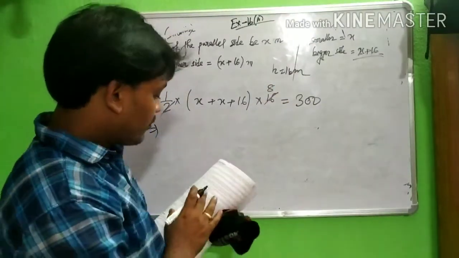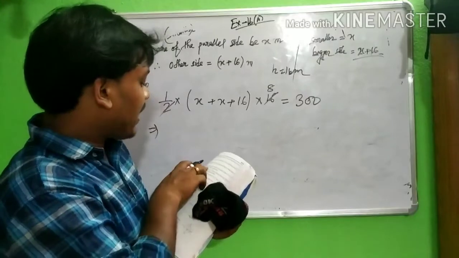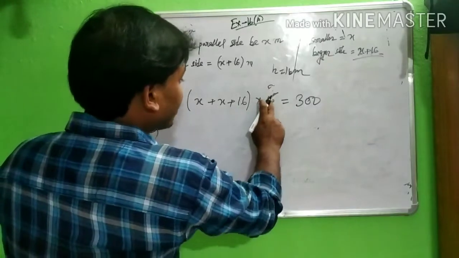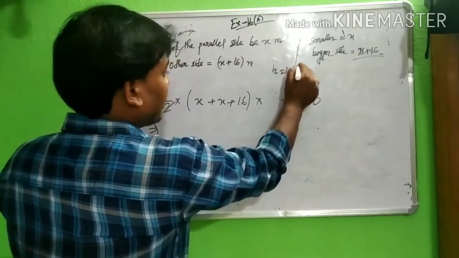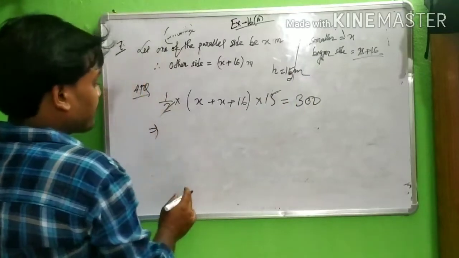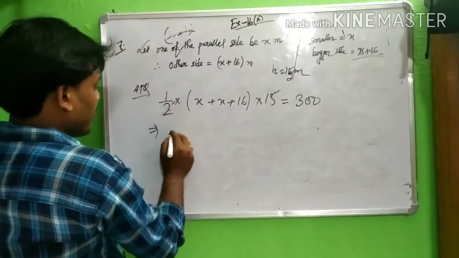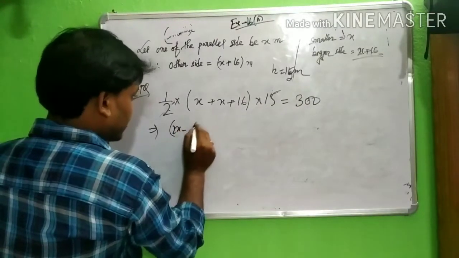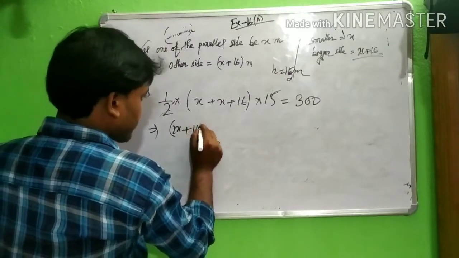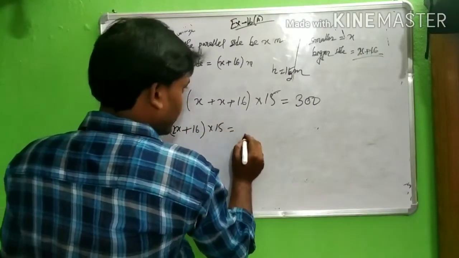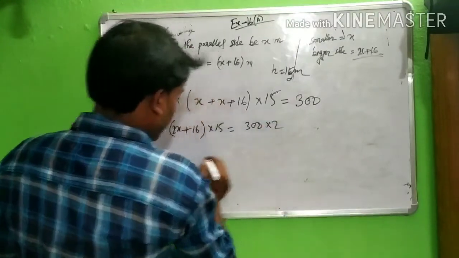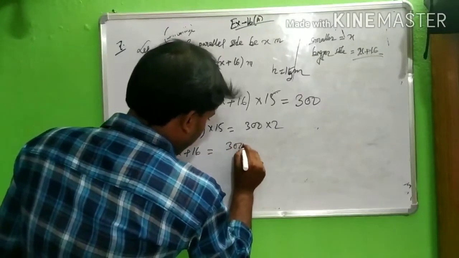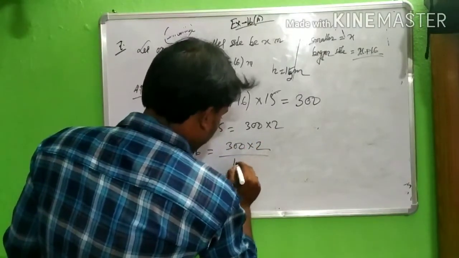Sorry, the perpendicular distance between the two parallel sides is 15, not 16. That means the height given is 15 meter. So this 2 goes there. In this, 2x plus 16 into 15 equal to 300 into 2, or 2x plus 16 equal to 300 into 2 by 15.